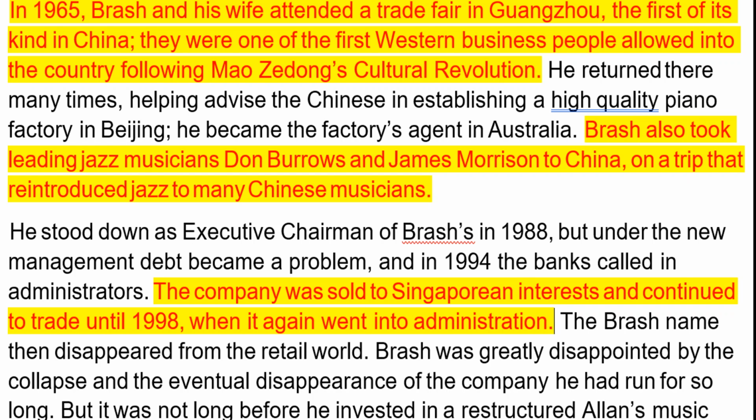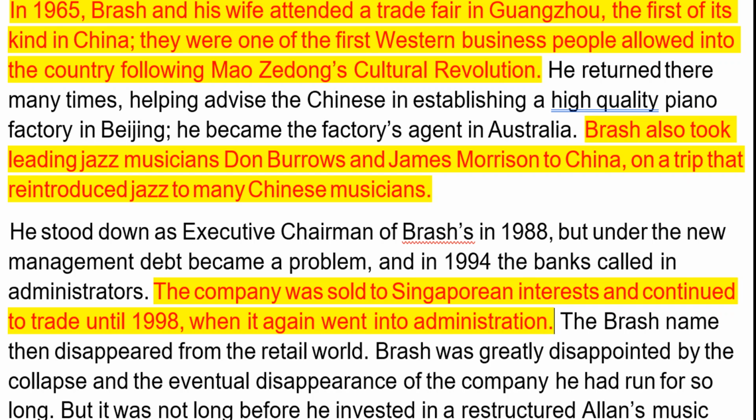So, the beginning of Jeff Brash's relationship with that country, from our statement and question, here it is, the keywords, the first of its kind in China. So, actually, trade fair is our answer. A trade fair. Do not forget about your article. The answer can be found in our paragraph 7.